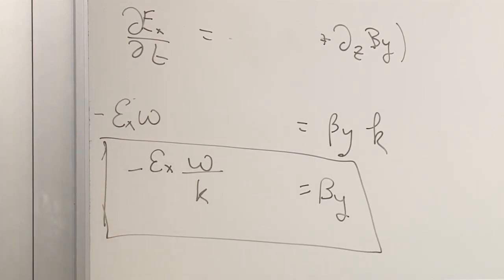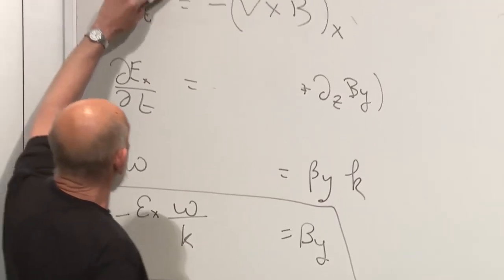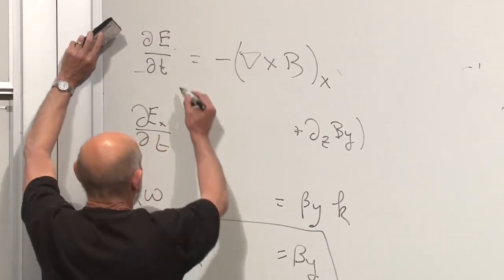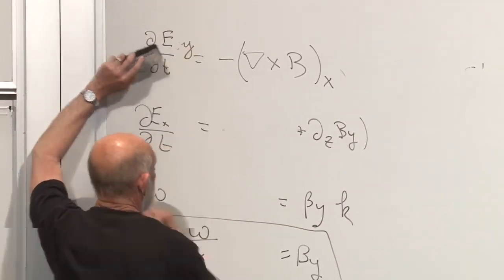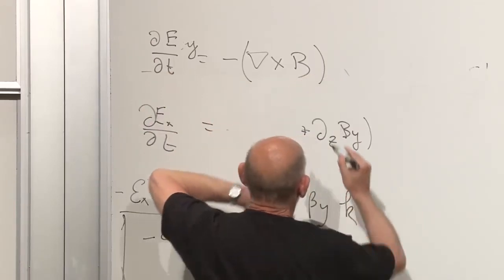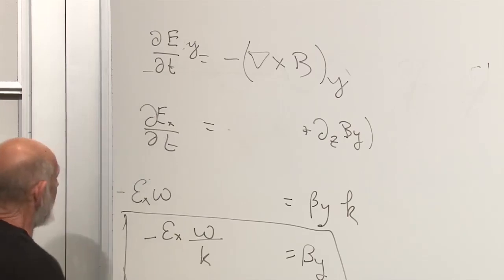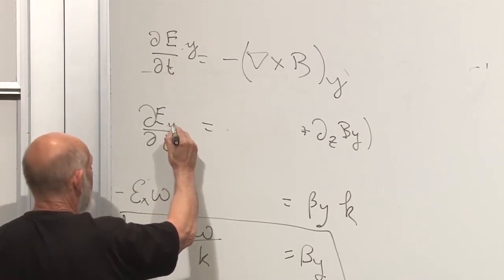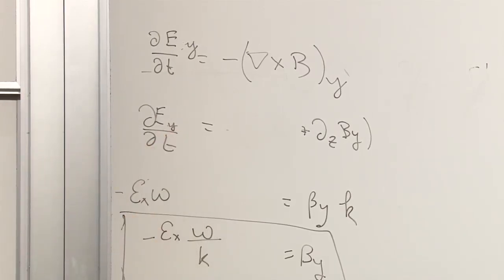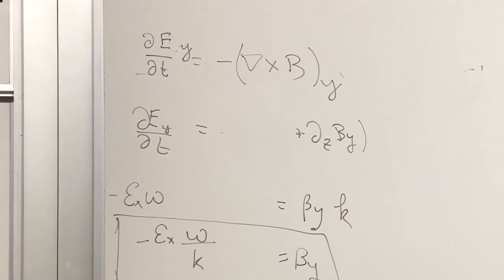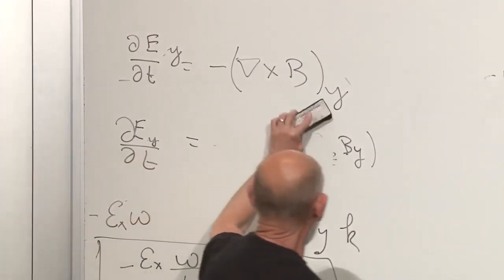Okay, a second fact we can get by applying the same equation to the y component. Let's work out the y component here. All right. So here we have the dEy/dt, but that's 0. We've said that Ey is equal to 0. What do we get on the right-hand side?